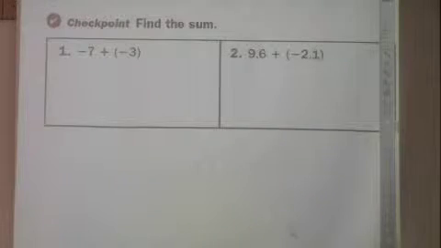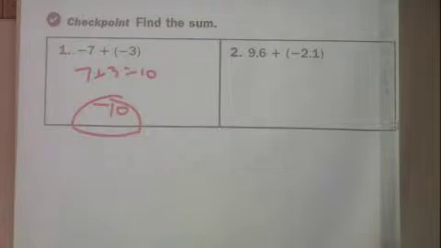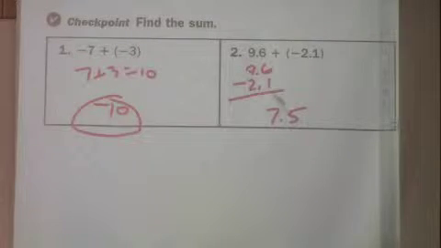Okay, let's have you guys practice a couple. Try checkpoint problems number 1 and 2. When you think you've got them, raise that hand and I'll check them out. Okay, let's take a look. Who's got number 1? Negative 10. Forget the negatives. 7 and 3 gives you 10. They're both negative, so our final answer is negative. Who's got 2? 7.5. If you have opposite signs, take the bigger number minus the smaller number. 9 minus 2 is 7. The bigger number was positive, so our final answer is positive.